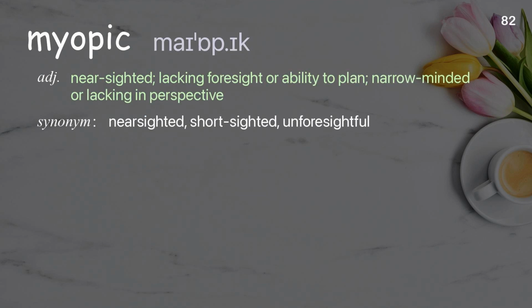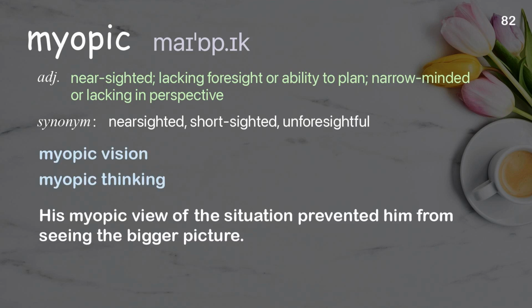Myopic. Nearsighted, lacking foresight or ability to plan, narrow-minded or lacking in perspective. Examples: Myopic vision. Myopic thinking. His myopic view of the situation prevented him from seeing the bigger picture.